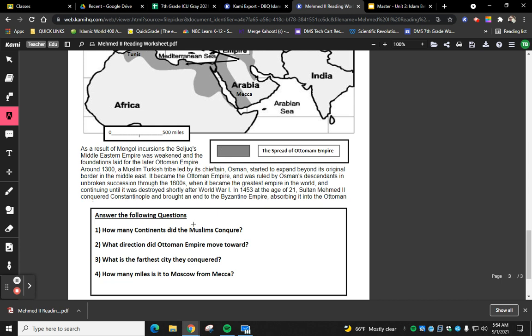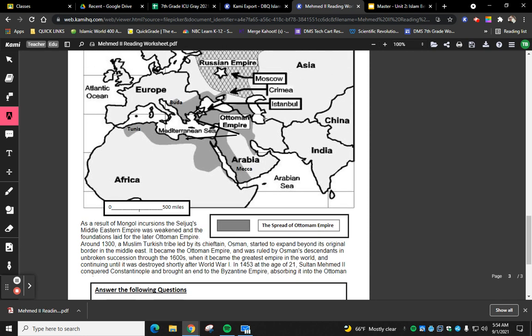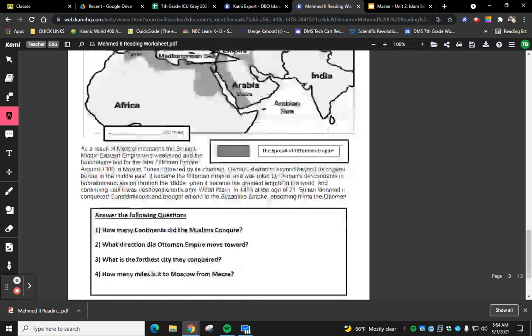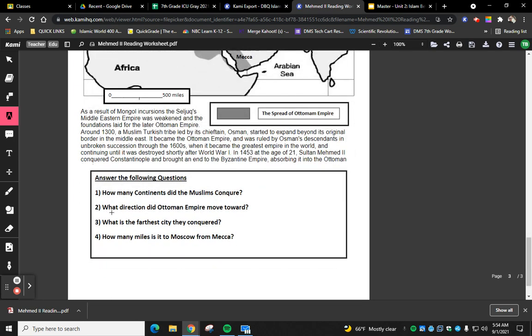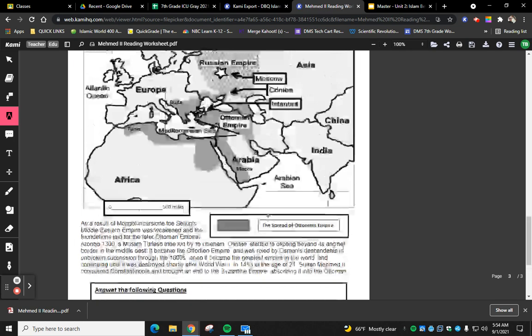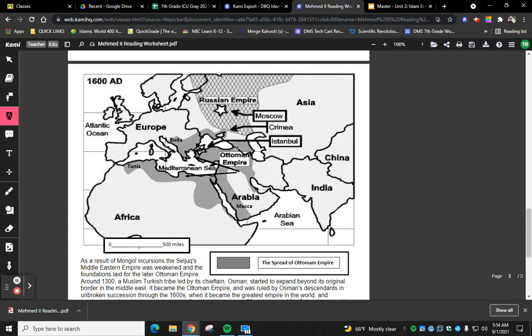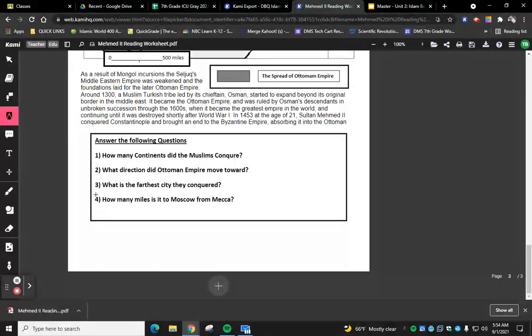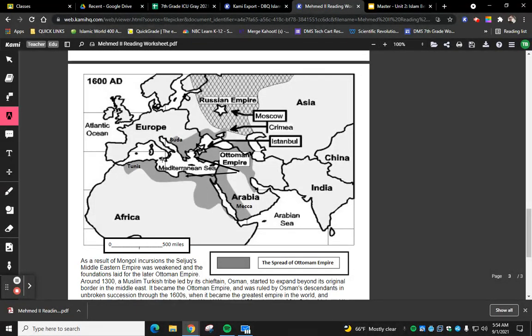And we need to answer the following questions. How many continents did the Muslims conquer? Conquer's misspelled, but that's okay. Use the map, and highlight where you find your answers on the map. Number 2, what direction did the Ottoman Empire move toward? So what direction are they going? North, south, east, west? Number 3, what is the farthest city they've conquered? So what city that they conquered is the farthest in the gray? Which one's the farthest away?